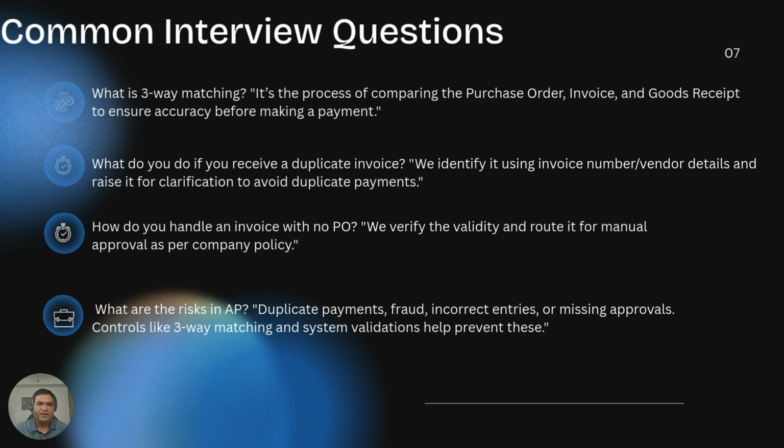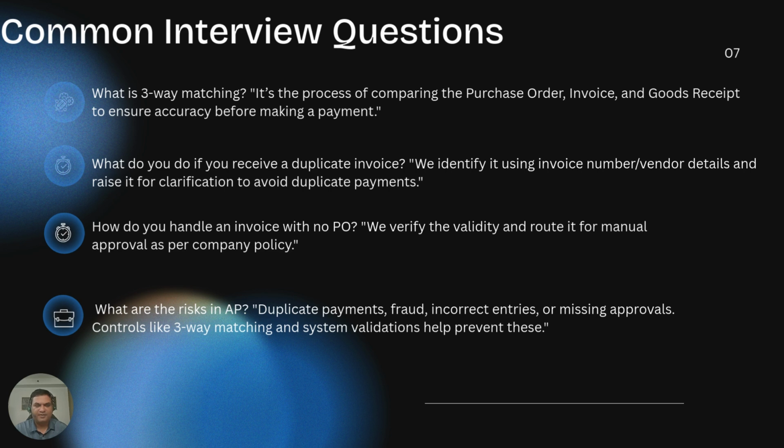The other question that you can expect from this section is, what do you do if you receive a duplicate invoice? There are very good chances that the vendor or the supplier sends you two invoices for the same products that you have received. So it is important for you to make sure that there are no duplicate payments and duplicate invoice processing. So the question I'll repeat for you, what do you do if you receive a duplicate invoice? The way you can answer is we identify it using invoice numbers, vendor details, and raise it for clarification and avoid duplicate payments.